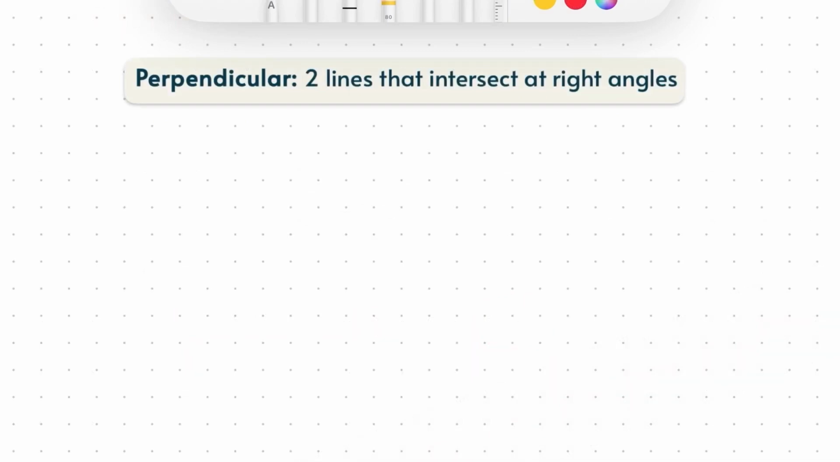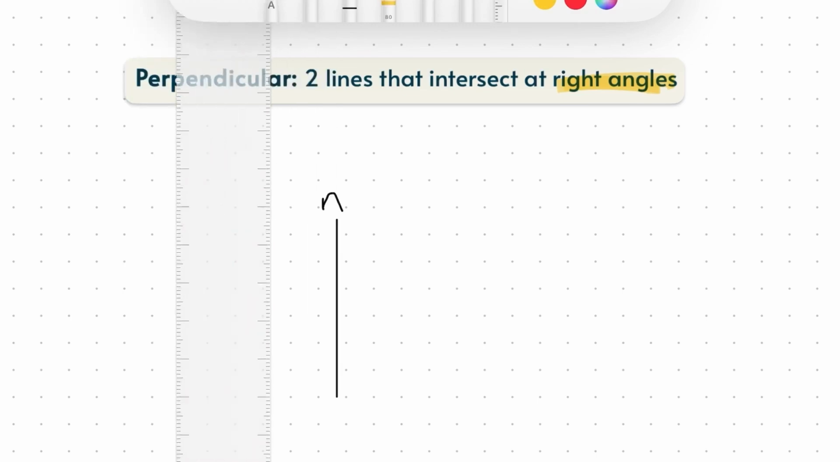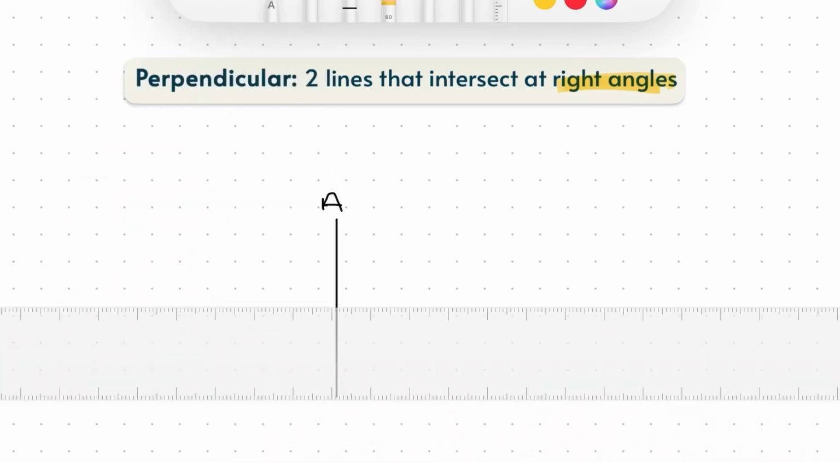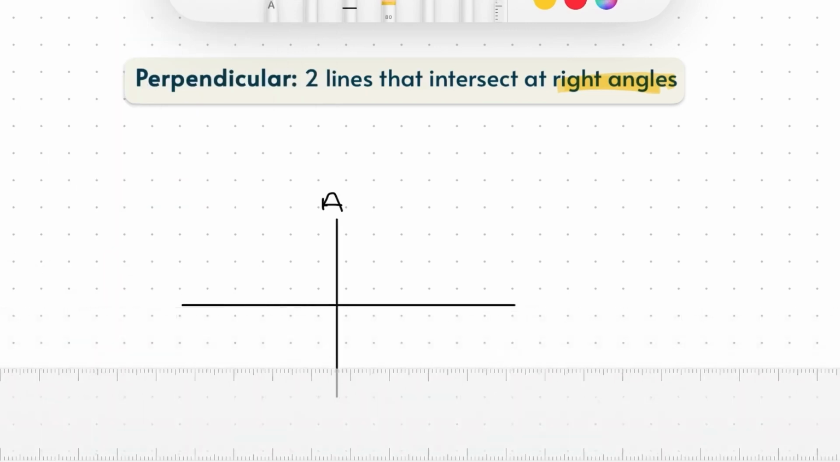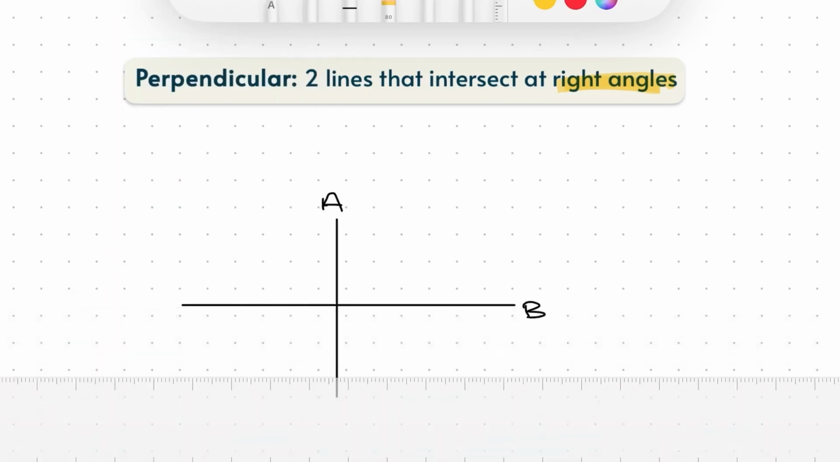Let's now define perpendicularity. What it means for two lines to be perpendicular is that they intersect at right angles. Let's construct an example. If I had one line and I called this line A, and I had another line and called this line B, and these lines intersected at right angles, they would be called perpendicular. And the way to denote this is by saying A is perpendicular to B. This symbol right over here denotes perpendicularity.